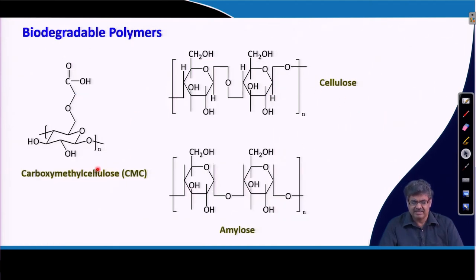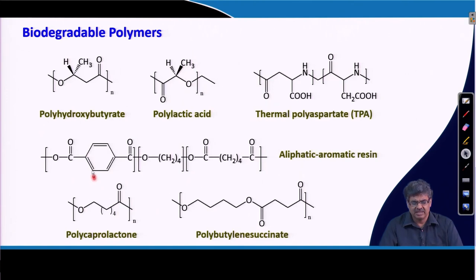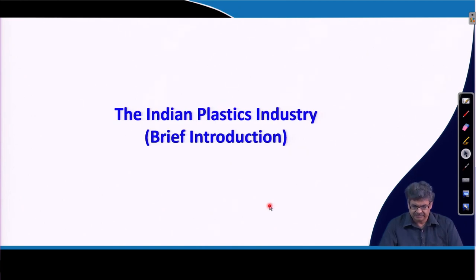These are some of the chemical structures of biodegradable polymers: cellulose, amylose, carboxymethyl cellulose, polyhydroxybutyrate, polylactic acid, thermal polyaspartate. These are some synthetic polymers like polycaprolactone and polybutylene succinate. They are either partly or fully biodegradable.